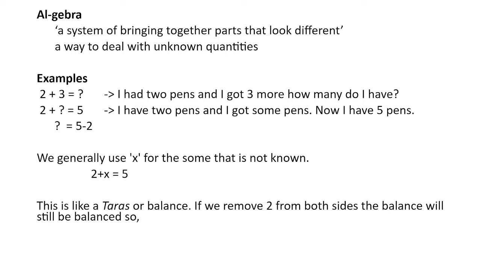So this is like a balance. If we remove 2 from both sides, the balance will still be balanced. So looking at here, I have 2 plus x equals 5. I want to remove 2. I'm subtracting 2 from both sides, and x will be 3.